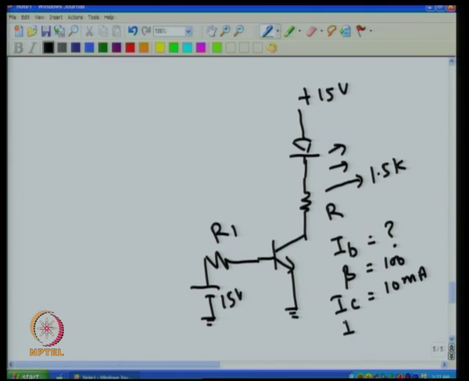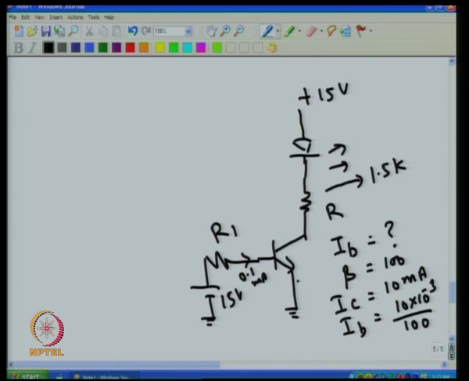So, automatically IB comes from IC, that is 10 milliampere divided by 100, that is you will have only 0.1 milliampere current flowing here, that is this current is 0.1 milliampere. So, 0.1 milliampere current is 100 times amplified, and then 10 milliampere current is flowing through this, and then the LED glows. So, I need 0.1 milliampere. Then the question is, what is the value of R1 I have to select.